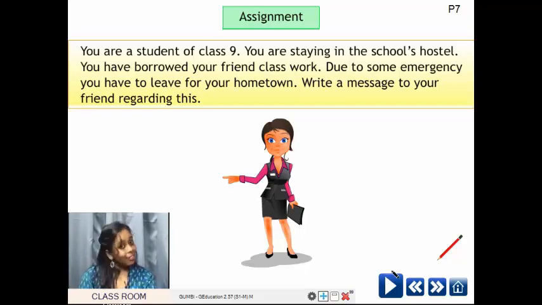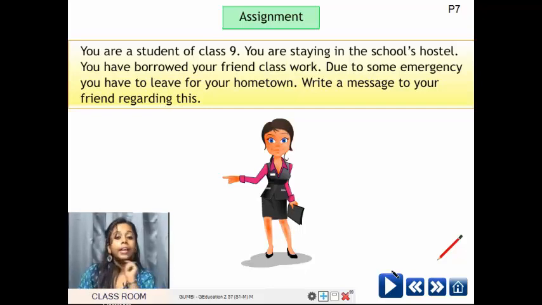So you can write a message regarding that, explaining the situation, telling your friend that you have to leave for your hometown because of some emergency. And the classwork is with me, it will be safe with me. Or you can also write, okay, I have kept it in that drawer, or I have given it to someone. Please take it from that person, or please go there and pick it up. So you will have to write a message according to the format and whatever guidelines I have given, and show it to your teacher tomorrow, students.